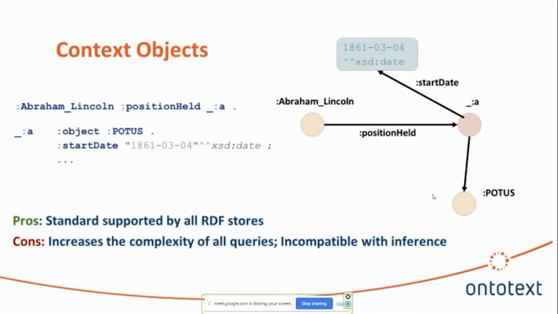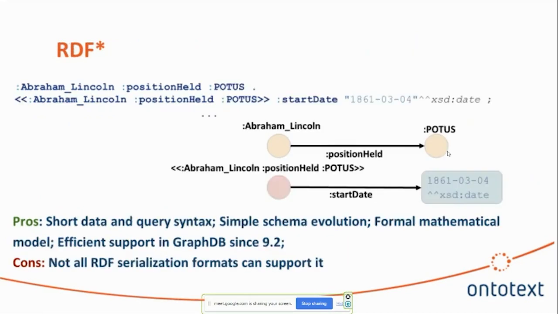Okay, the next one is the introduction of a complex object, which in most cases is represented by a blank node, and then, like with the additional concept object in the previous example, you model the different properties attached to this context object. It's also a mechanism that will increase the complexity of all queries, and cannot be used when you would like to apply inferencing rules on top of this particular knowledge graph and these properties.